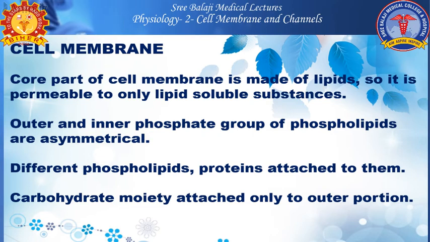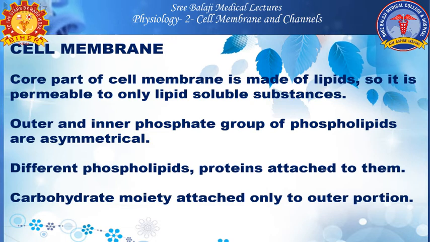So we have seen the phospholipids. Since the core is made up of lipids, all the lipid soluble substances can easily pass through the cell membrane. So our cell membrane is permeable to lipid soluble substances, for example oxygen, alcohol, etc. Without any barrier, they can easily get into the cell because the core part of the cell membrane is made up of lipids.